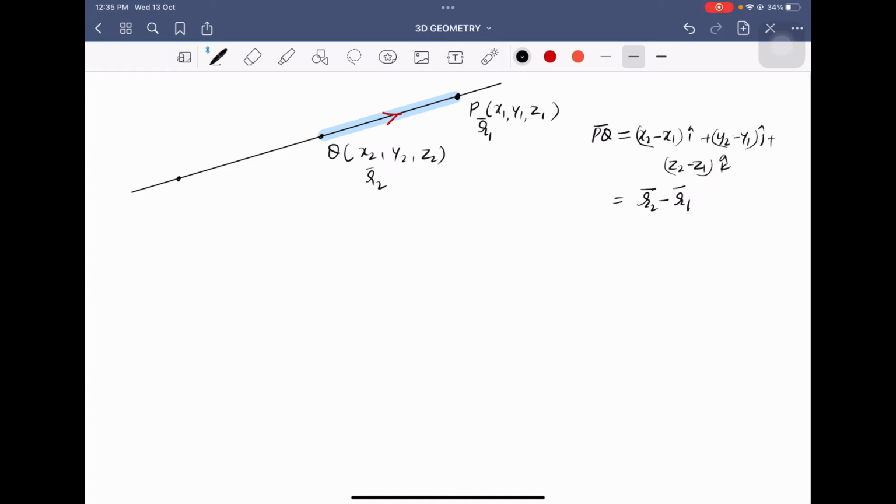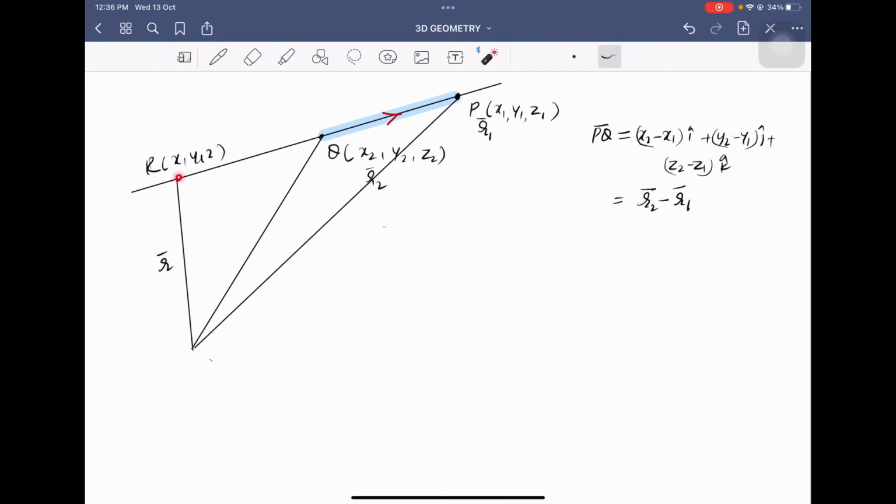In terms of the diagram, this is position vector R2, this is position vector R1, and let's take any general point on this line. Let's say this point is represented by R. The coordinates of the general point are X, Y and Z. Now, same thing. I have already got QP. I can find one more vector, that is, vector RP.